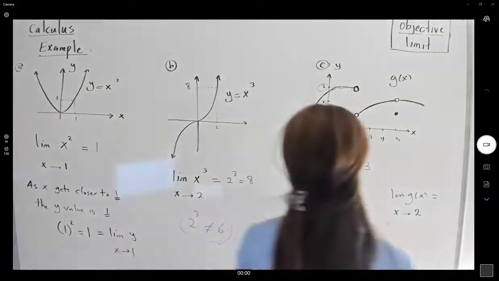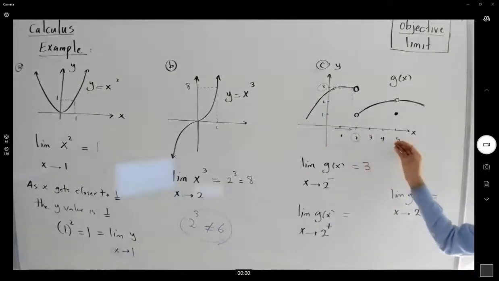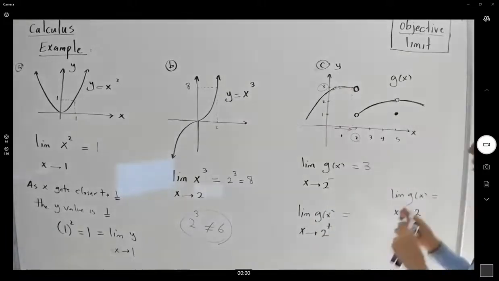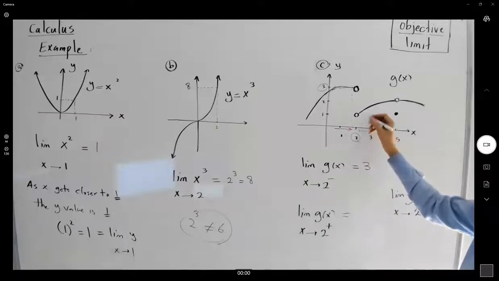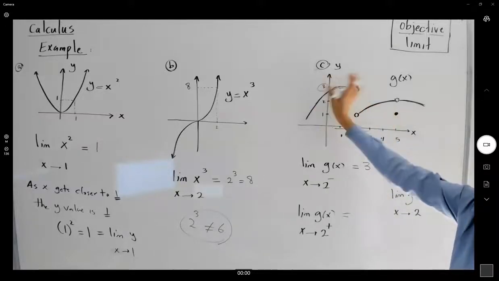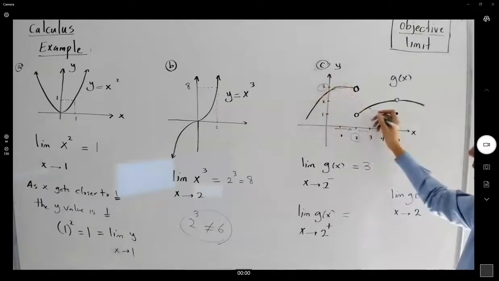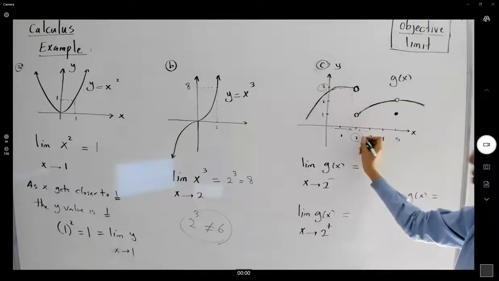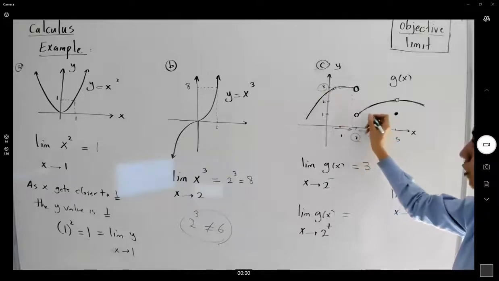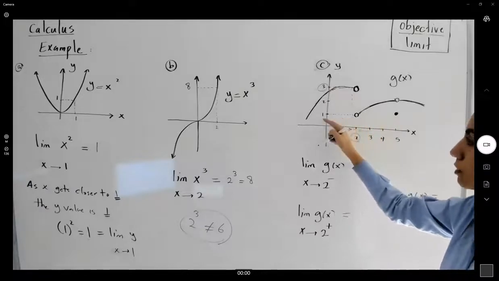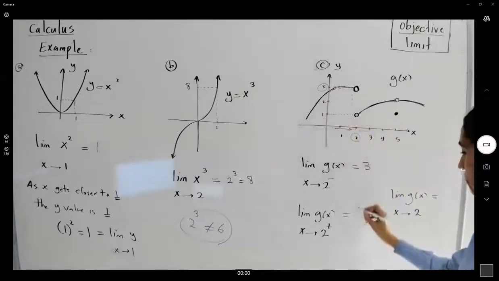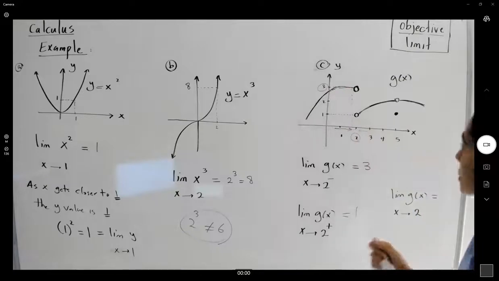This time, I'm getting closer and closer to 2 from the right-hand side. Let me use a different color. From the right-hand side, I have to ignore the left-hand side graph. I'm not working with this part. I'm just working with this part of the graph. As x gets closer and closer to 2 from the right, you are working with the right-hand side of the graph. What is the y value getting closer to? It's getting closer to 1. Here we go. This is your limit.